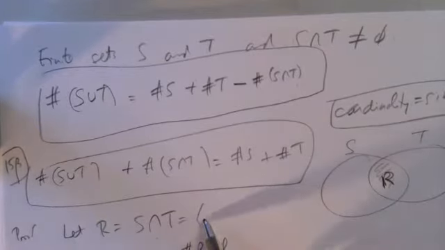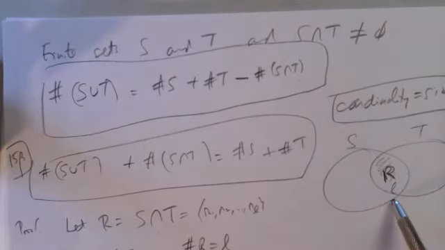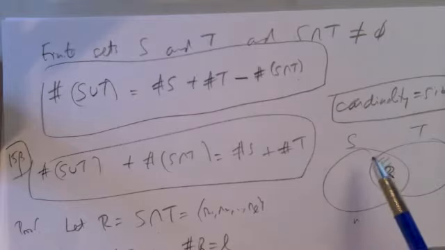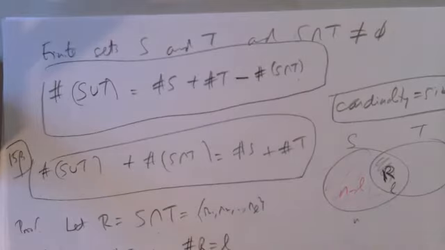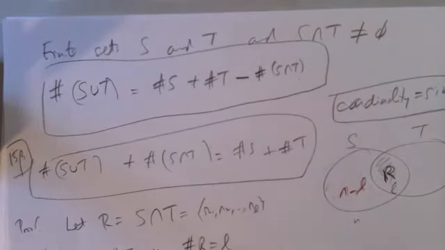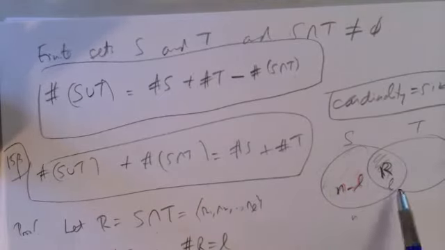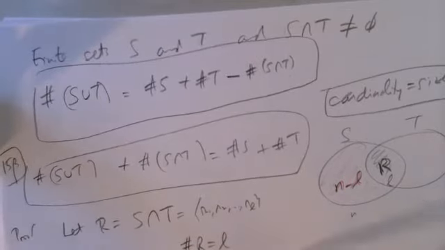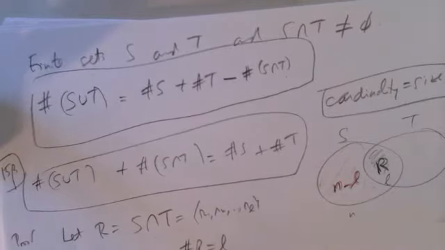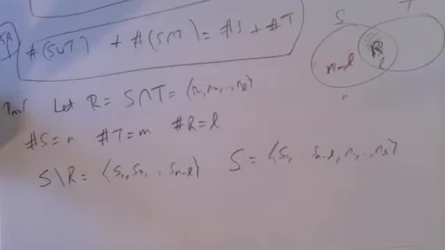So R, I can write the elements as R1, R2, up to R sub L. Now, this has L elements. S altogether has N elements. So the number of elements in S that aren't in R is going to be N minus L. In other words, if I take S and remove R, I have a set with N minus L elements. I can write them as S1, S2, up to S sub N minus L. And in fact, then S is S1 up to S sub N minus L plus the elements in R, R1 up to R sub L. So this is R, and I write S minus R like this. This is what S is.